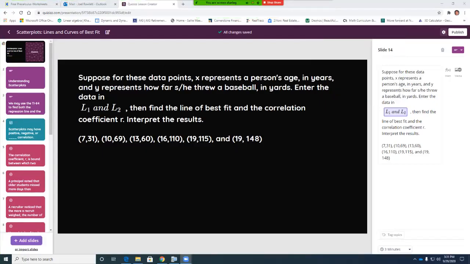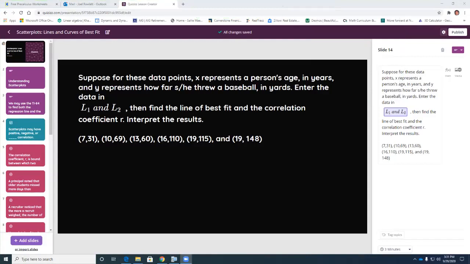Okay, so the problem here says, suppose that for these data points, X represents a person's age in years, and Y represents how far he or she threw a baseball in yards. Enter the data in list 1 and list 2, and then find the line of best fit and the correlation coefficient R, and interpret the results.